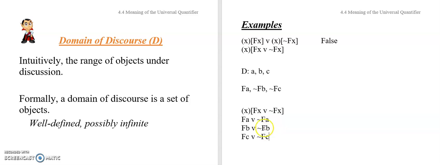All right? And so now we just have to go through and check, is it the case that everything satisfies this description? So check it out. Well, A either has F or lacks F. That's true, right? B either has F or lacks F. That's also true. And C either has F or lacks F. That's also true, right? And so since every single one of these is true, it's true that everything satisfies this description, and therefore this statement is in fact true, okay?